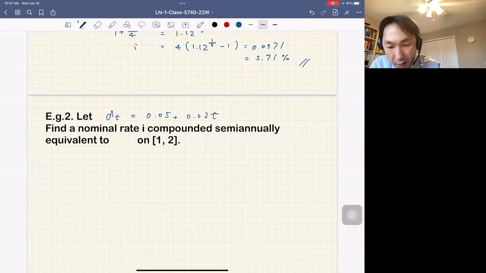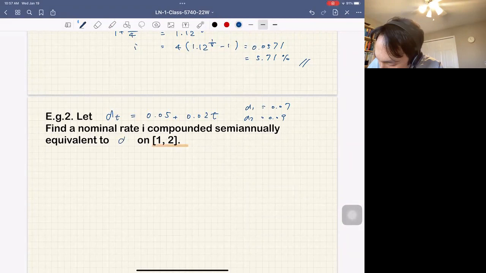So it's increasing over time. Delta(1) is equal to 0.07. Delta(2) is equal to 0.09. Find a nominal rate i compounded semi-annually equivalent to delta(t) on [1, 2]. So this is changing over time, so we have to specify the period.